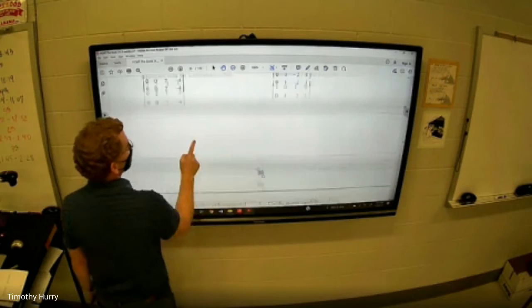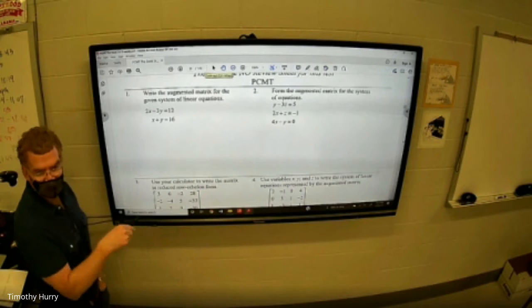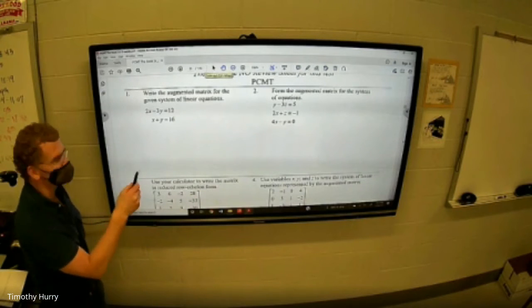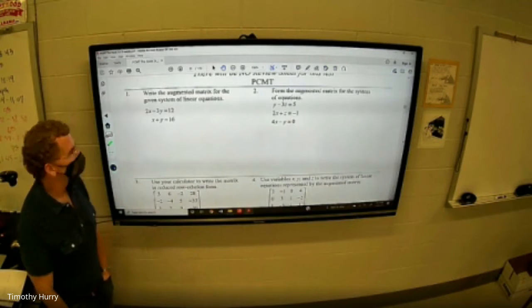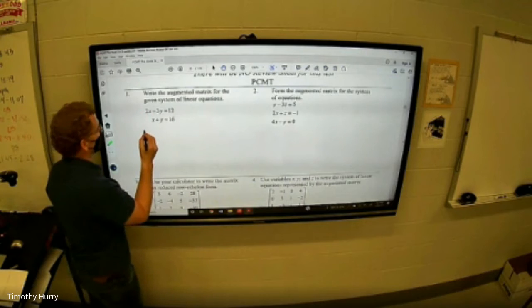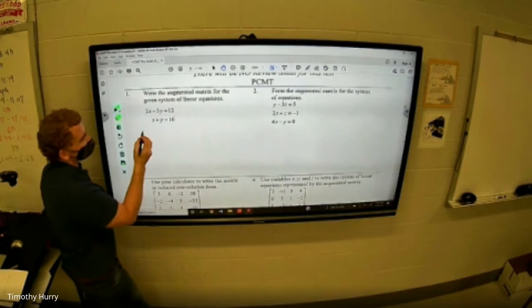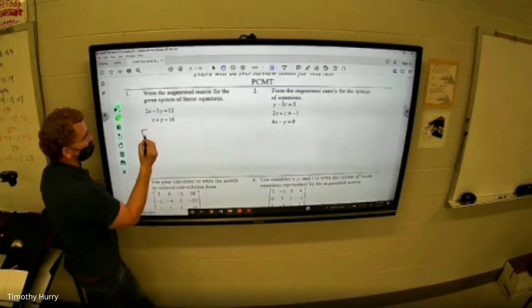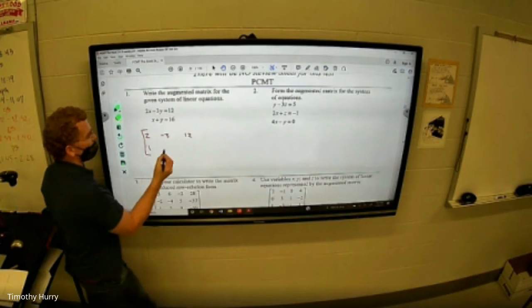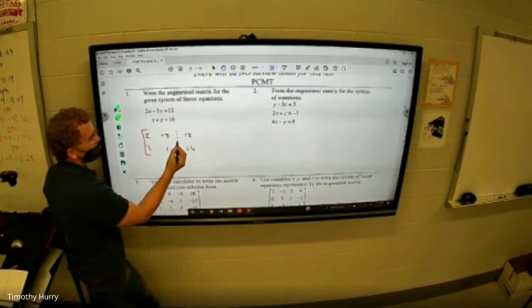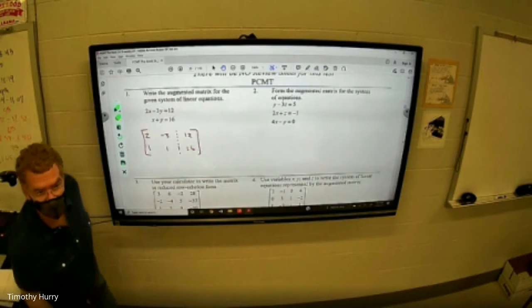Okay, so looking back at this sheet, number one, it says, write the augmented matrix for the given system. Now, that's a two-variable system, so the augmented matrix would be what size matrix? 2 by 3, and you can see that there. So I'm going to write a matrix right here, right? And when I write the matrix, I'm not going to put the variables in there, right? Just the 2, the -3, and the 12, the 1, and the 16.